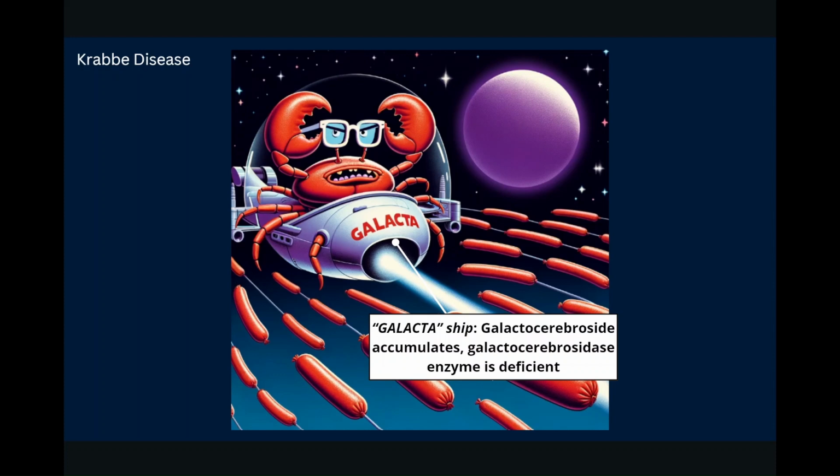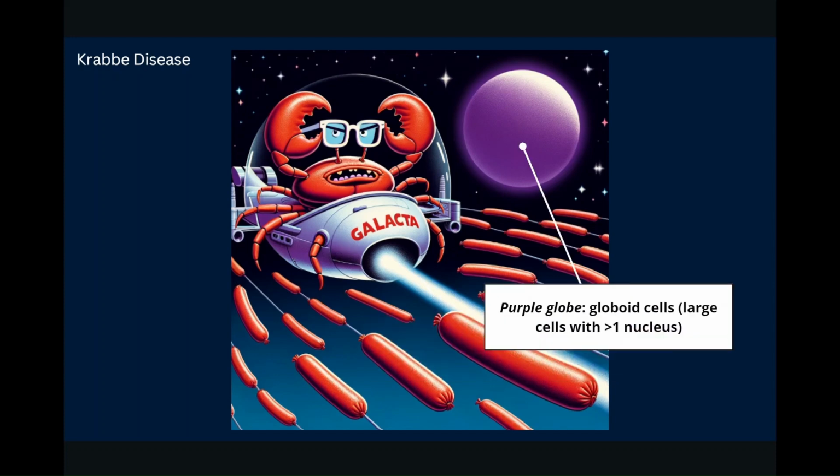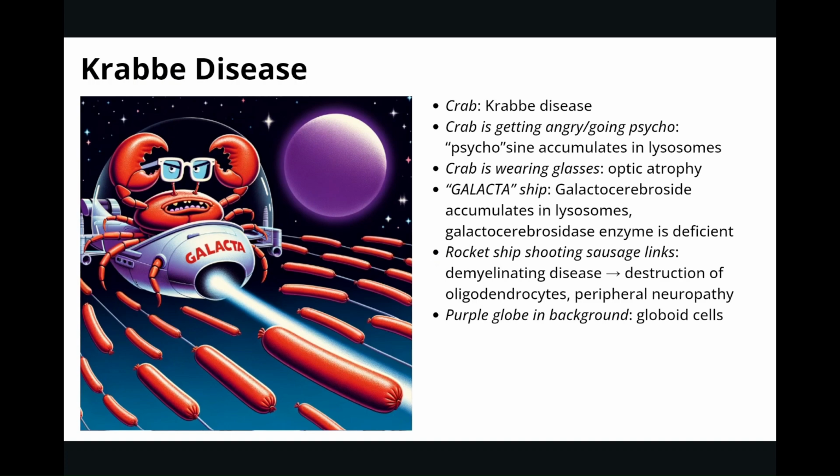In the distance, we see a large purple planet, or globe. This should remind you of globoid cells that are characteristic on histology for this disease. Globoid cells are large, multinucleated macrophage derivative cells found in the white matter of the central nervous system. So that wraps up this image. Also a short one. I hope you enjoyed.